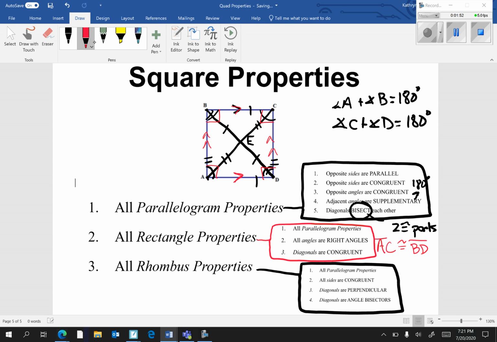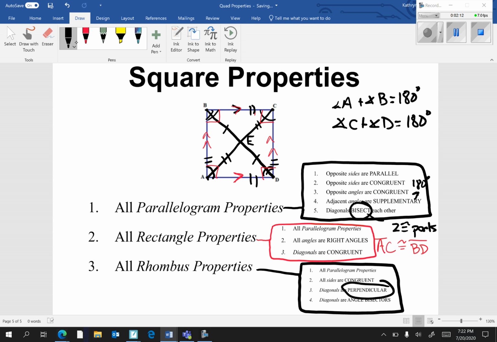And a square also has the properties of a rhombus. So all sides are congruent. So that means side AB is congruent to side BC, which is congruent to side CD, which is congruent to side AD. Diagonals are perpendicular.